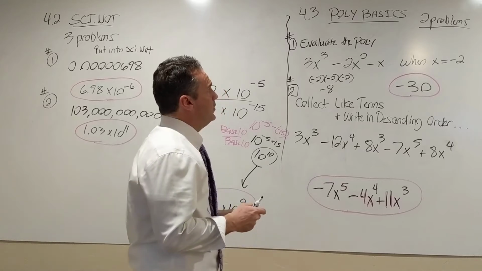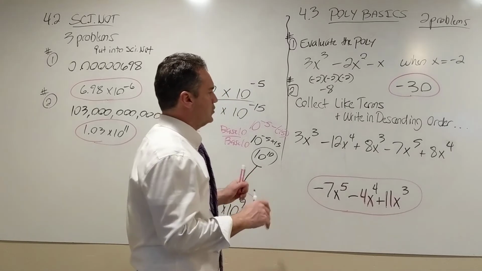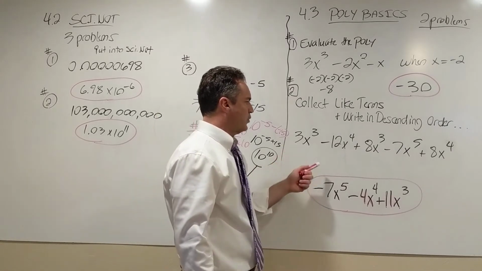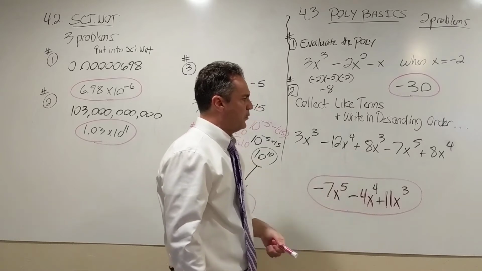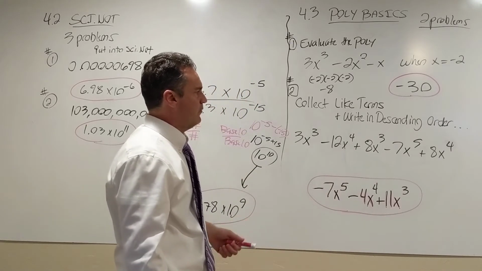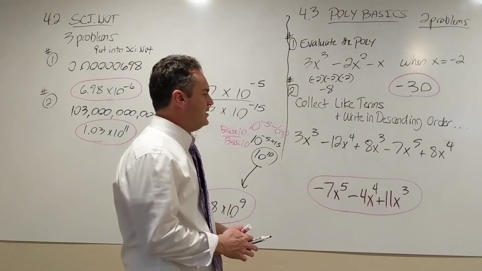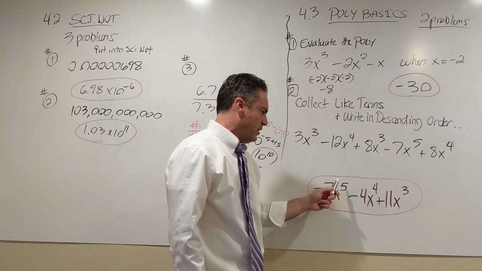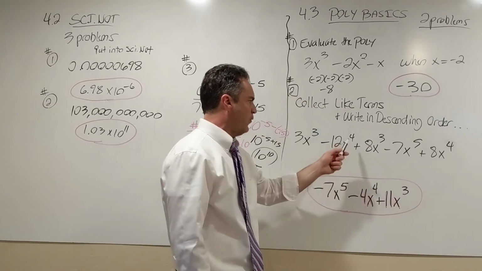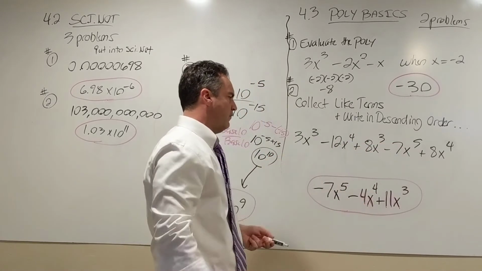Last problem, not in the entire test, just in this portion of the sections here. 3x to the 3rd minus 12x to the 4th plus 8x to the 3rd minus 7x to the 5th plus 8x to the 4th. They're telling us to collect the like terms and write this in descending order. Remember, descending order is by degree, 5, 4, 3. You got a 3 and a 4 and then a 5 down here. You're going to have to invert that.